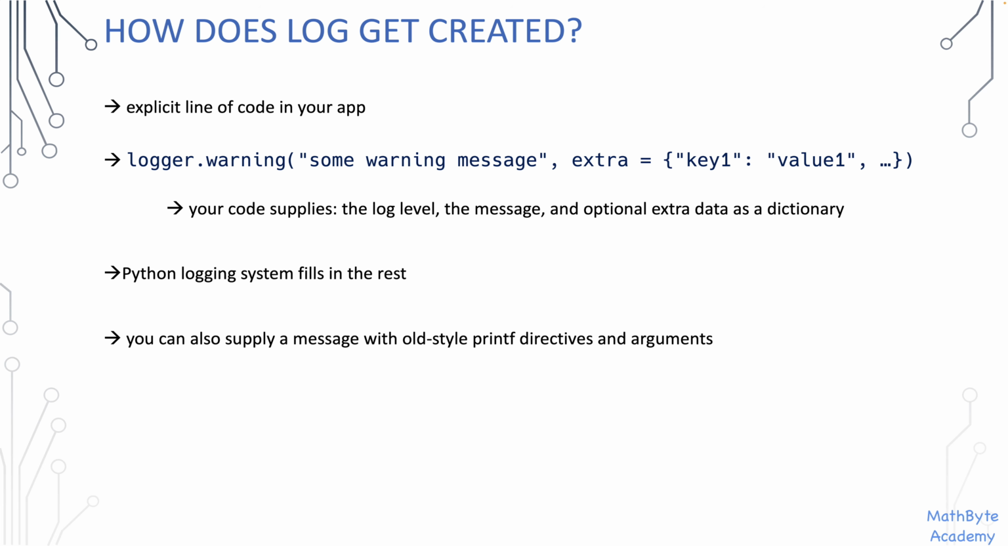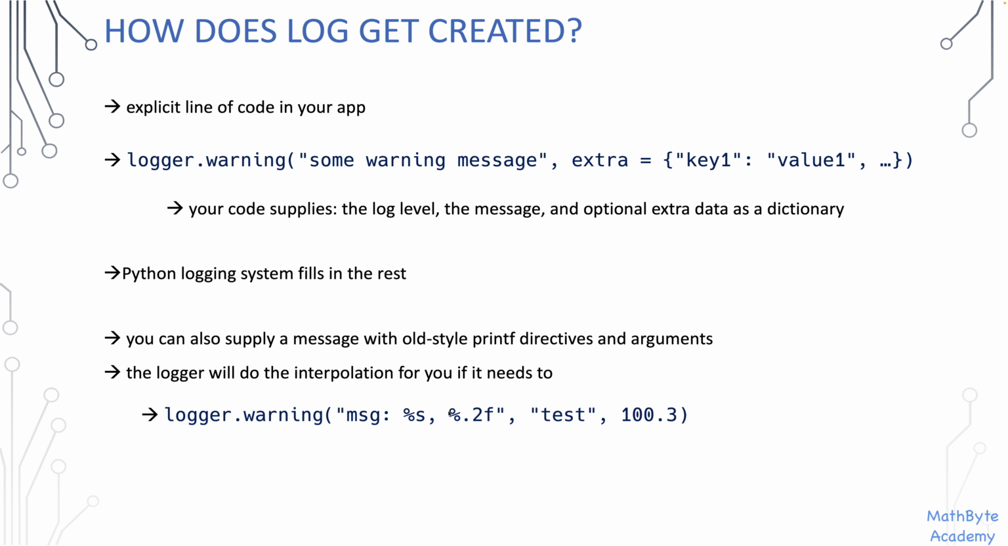Now you can also supply a message with old-style printf directives and arguments, and the logger will do the interpolation for you if it needs to. What I mean by the old-style print directives is things like %s or %f. Then you pass in the values that are going to get interpolated as positional arguments after this initial string. You don't do the interpolation here. You pass in this template string, you pass in the values that will need to be interpolated, and then the logger itself will do the interpolation.